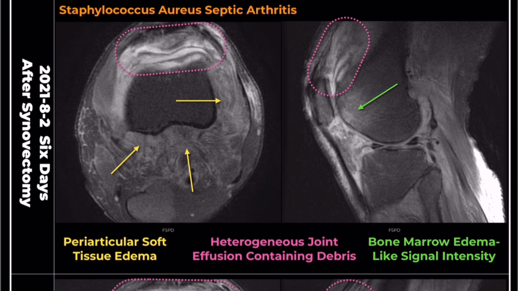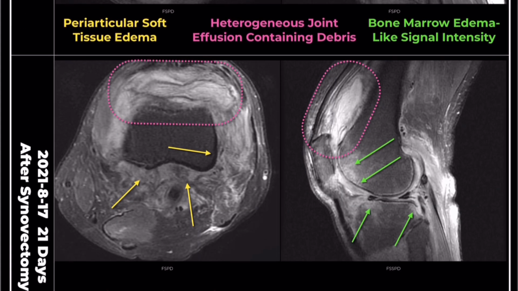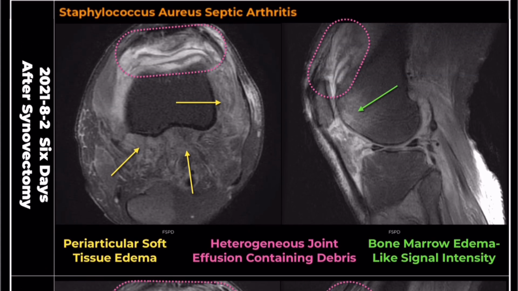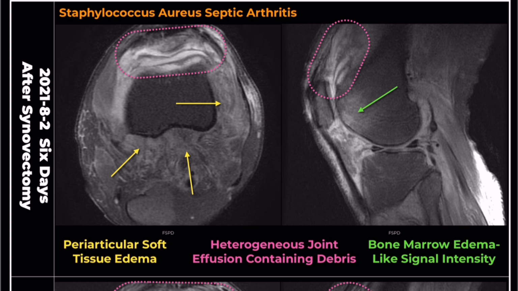Today's topic is the usefulness and considerations of using MRI to monitor the therapeutic effects of septic arthritis. Let's start with the MRI performed 6 days post-synovectomy. In this image, we can observe several key findings.